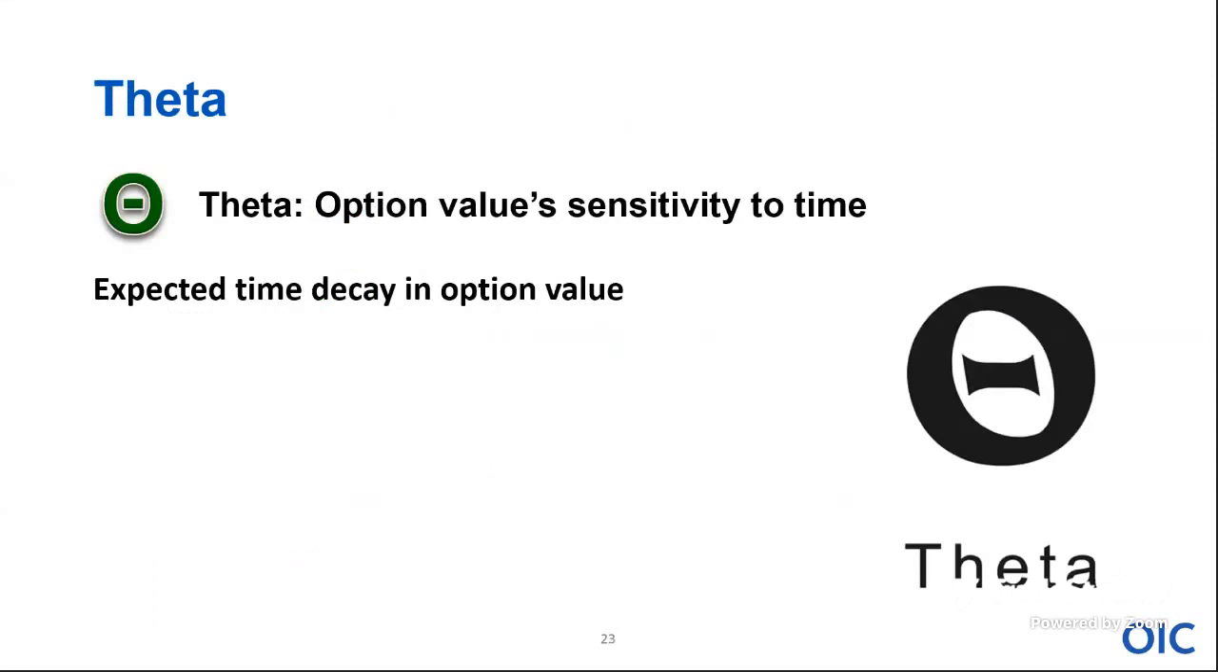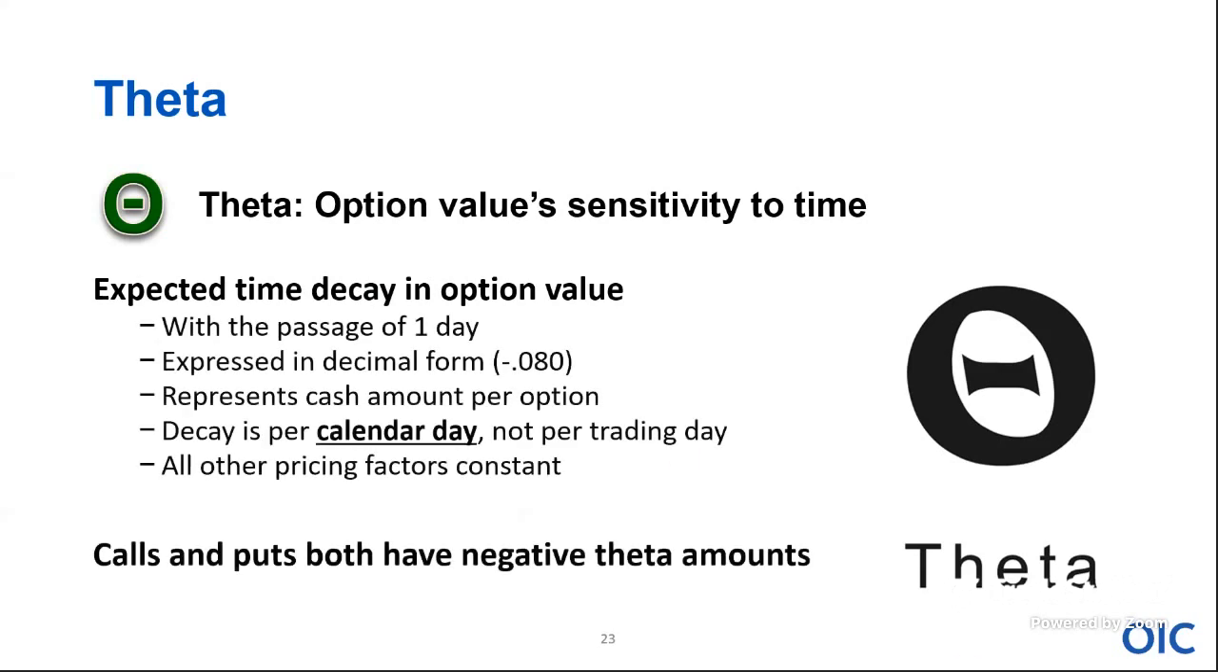First of all, theta, it's the option's sensitivity to time. Investors realize options decay from one day to the next. That's just the way they operate, and there is an expected amount of decay that you can look at and forecast as that option goes from one day to the next. With the passage of one day, the cash amount that the option is expected to lose. And here's an important point. This is usually expressed per calendar day, not trading day.